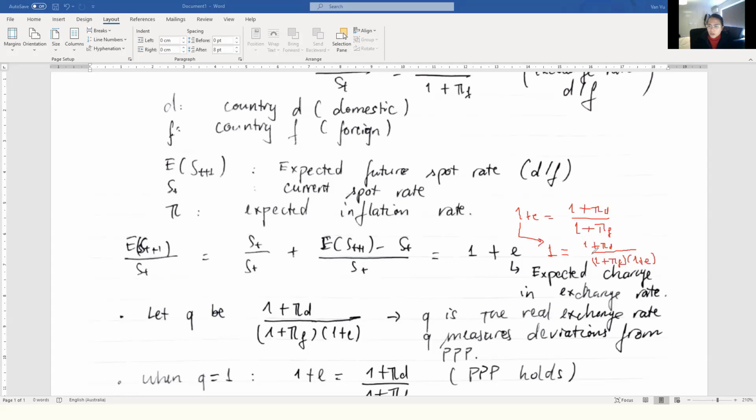Okay, so I'm going to call this ratio Q. So Q here is my real exchange rate. This is the true value of currency F in terms of currency D. And Q measures the degree of deviations from the PPP, okay? So write this down for now. I'm going to explain to you why later on. So Q measures the degree of deviations from the PPP, okay?